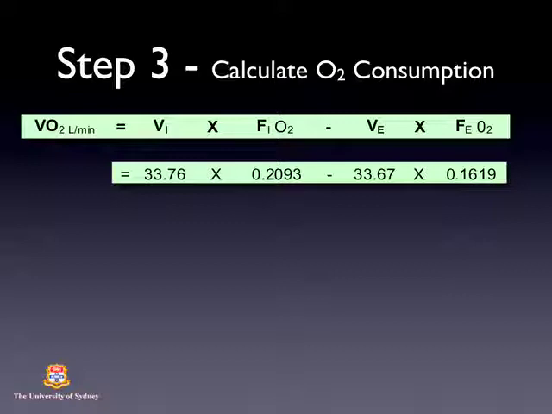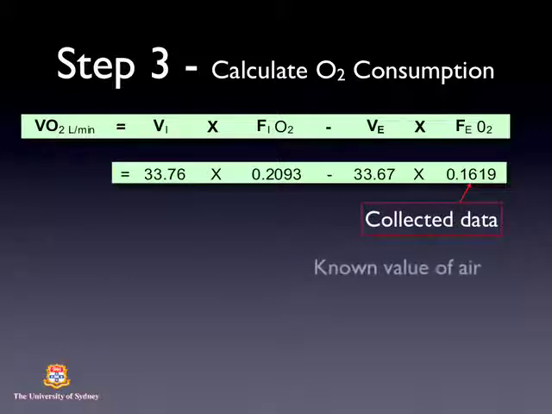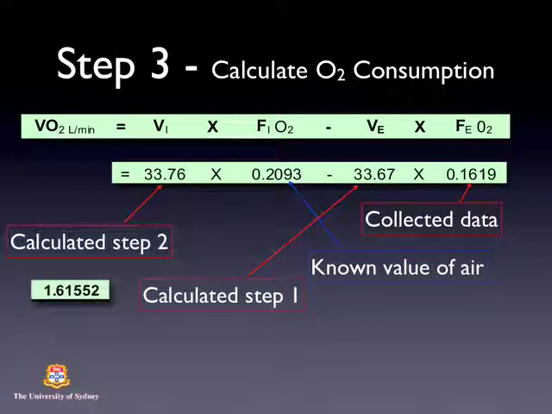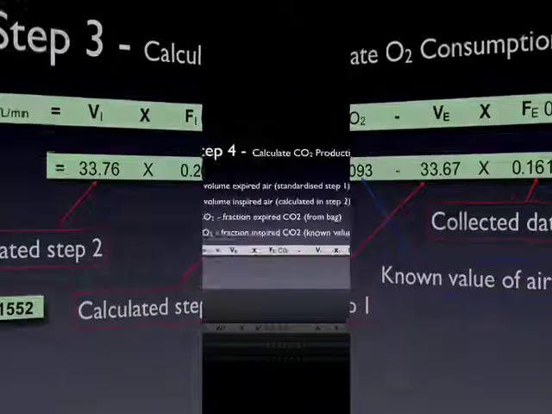That's our O2 consumption. If we enter the data in like such, using our collected data there, our known value of air, 0.2093, our calculated VE in step 1, and the VI we calculated in step 2, that should give us an answer of 1.61 litres per minute. That's our VO2, or our oxygen consumption.